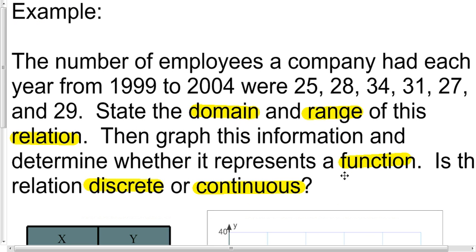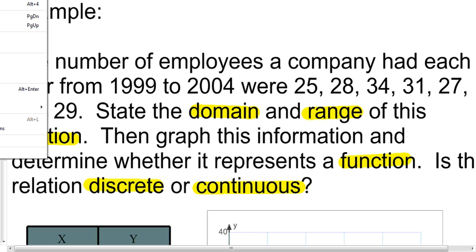Okay, let's try an example. The number of employees a company had each year from 1999 to 2004 were 25, 28, 34, 31, 27, and 29. State the domain and range of this relation, then graph this information and determine whether it represents a function. Is this relation discrete or continuous?